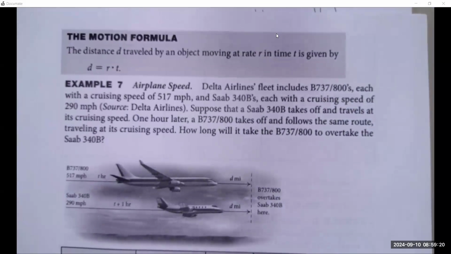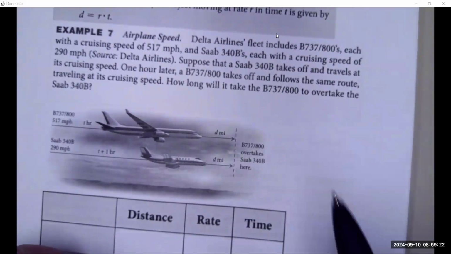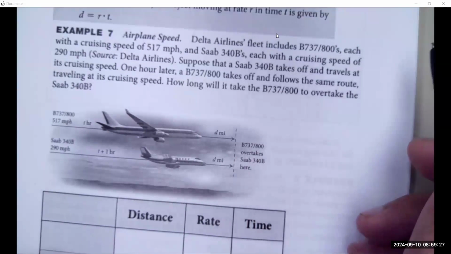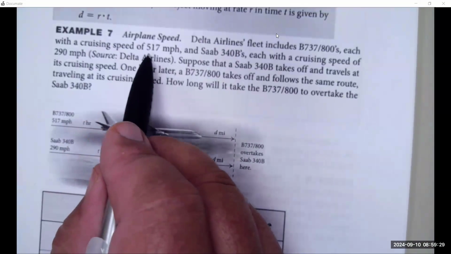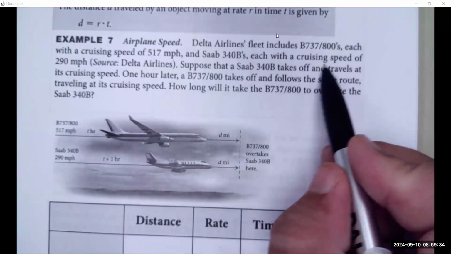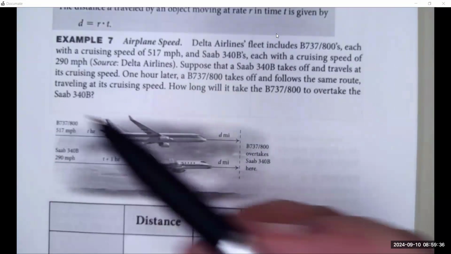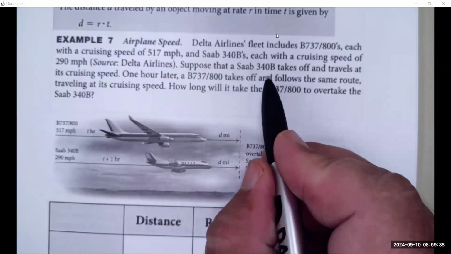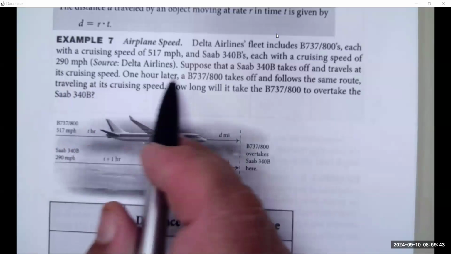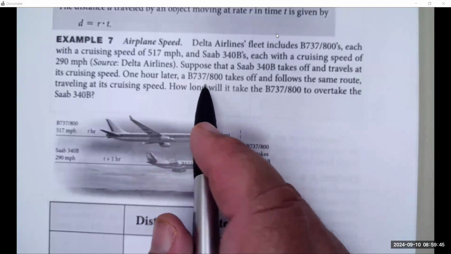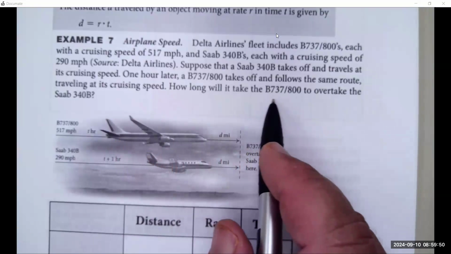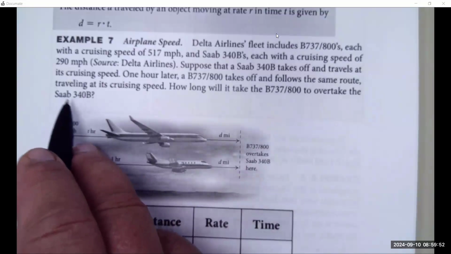Example 7. Airspeed. Delta's airline fleet includes 737-800s, each with a cruising speed of 517 miles per hour, and the Saab 340s with a cruising speed of 290. Suppose that a Saab 340 takes off and travels at its cruising speed. 1 hour later, the 737 takes off, following the same route, traveling at its cruising speed. How long will it take the 737 to overtake the Saab?